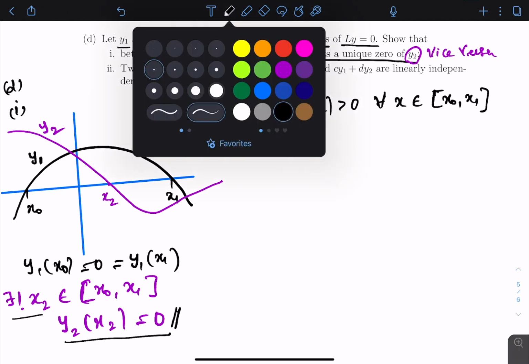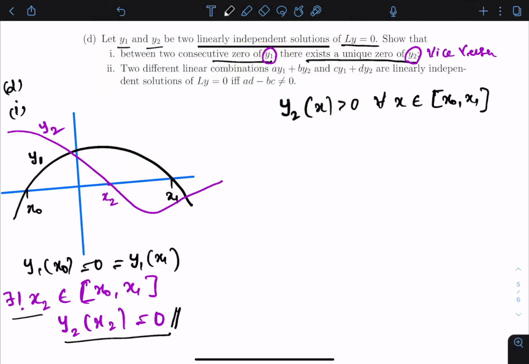So suppose this does not happen, the same proof by contradiction that I mentioned some time back. We want to prove this. Let's say this does not happen. Which means that y2 has to be either positive or negative for all points, because if there is one point where it is zero, then this condition is satisfied.